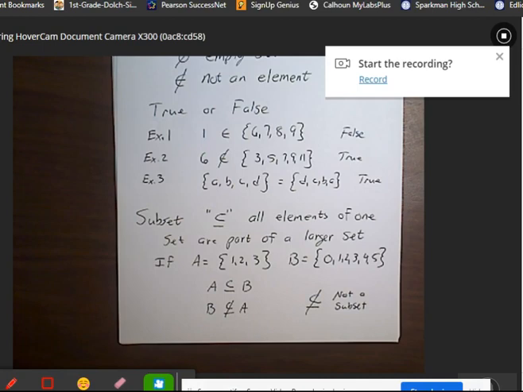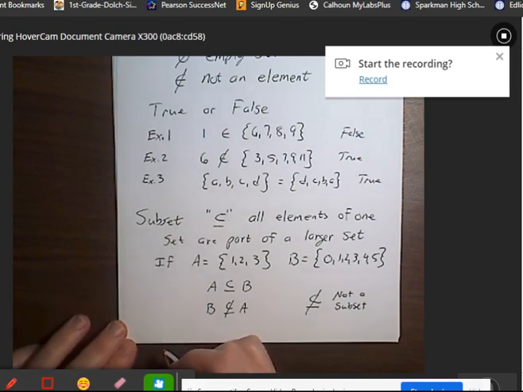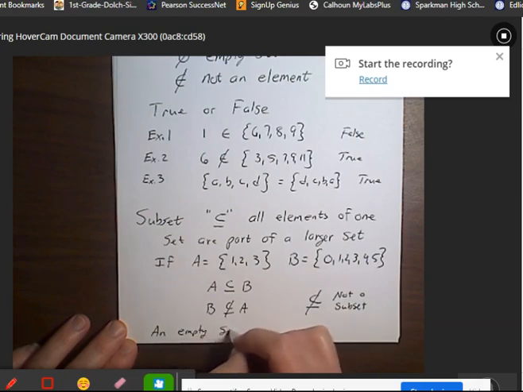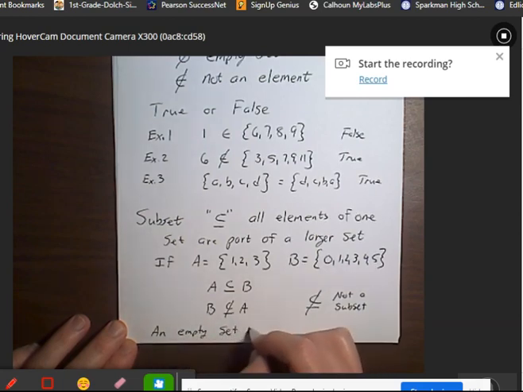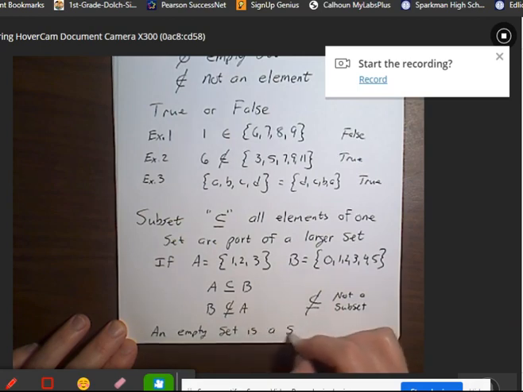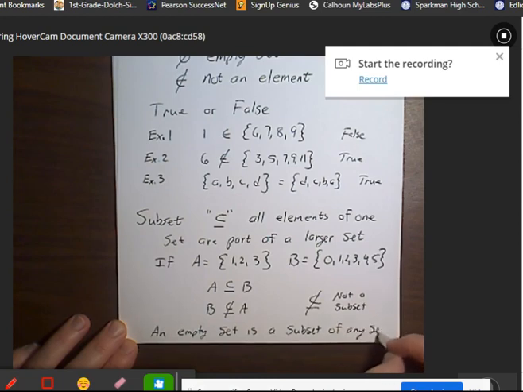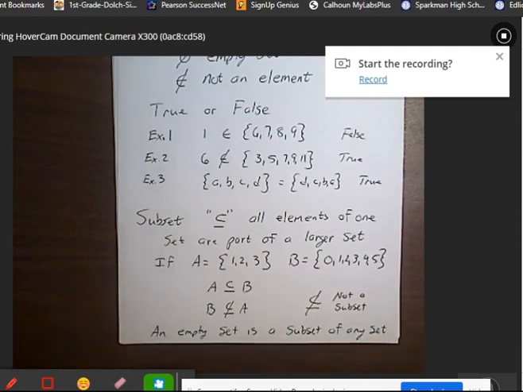Okay, and then one little trick question that they will throw at you on this one. If you have an empty set, an empty set is a subset of any set. I was going through one of these, and that was one that jumped out at me as a trick question when I was checking out some different things. So if you see anything about an empty set, just realize that even though there's nothing in it, it's still a subset of any set that's there.